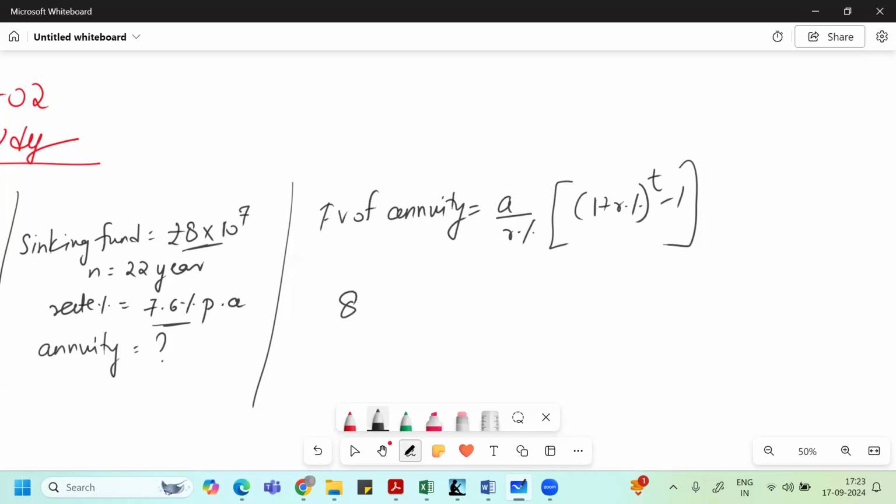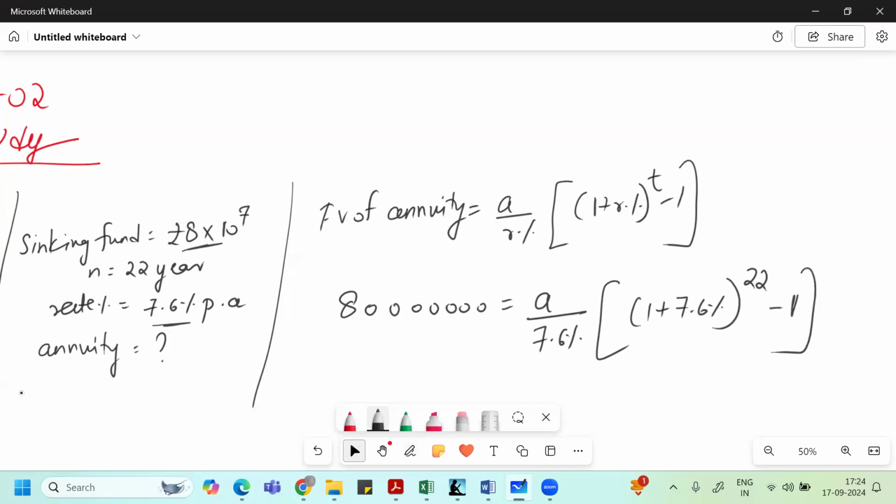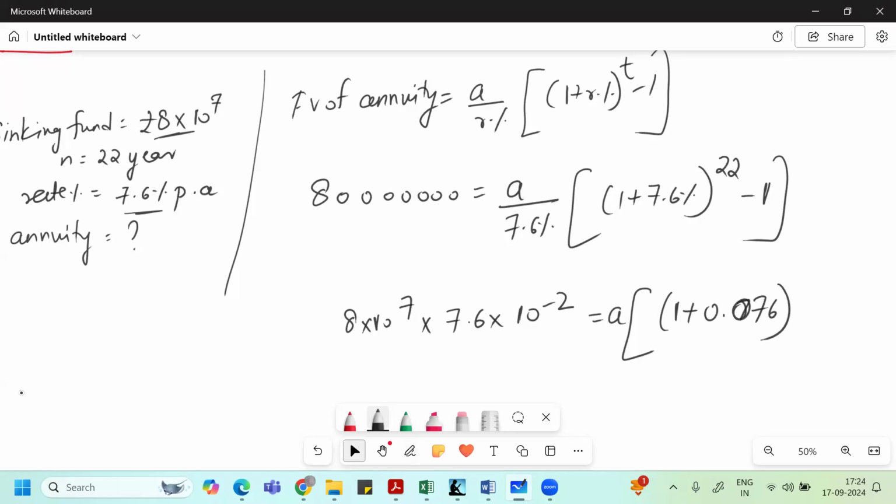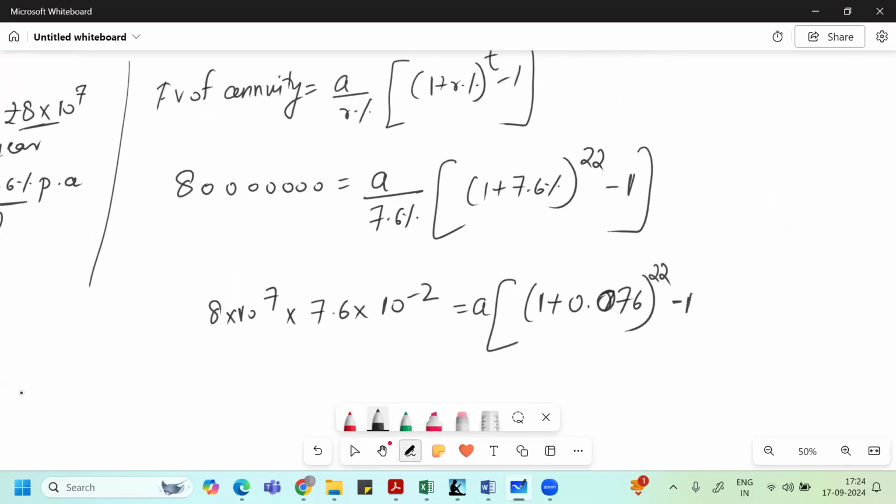So the future value of annuity here is 8 crore. 8 crore means you can write seven zeros: 1, 2, 3, 4, 5, 6, 7. And the annuity, they want us to determine. The rate of interest is 7.6%, and (1 plus 7.6%) to the power 22 minus 1. And then here you go, you can solve this question. So 8 into 10 to the power 7. And if you bring 7.6% here, 7.6% is nothing but 10 to the power minus 2 times 7.6, so 1 plus 0.076, you can write, right? So (1.076) to the power 22 minus 1.